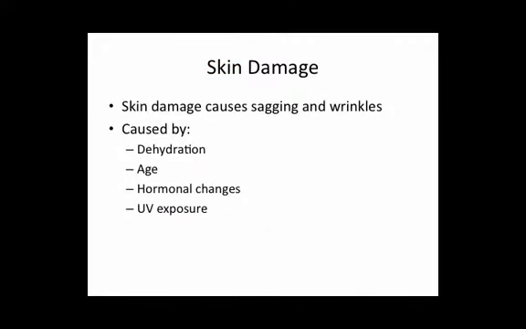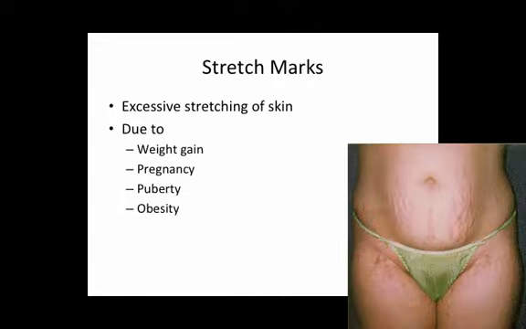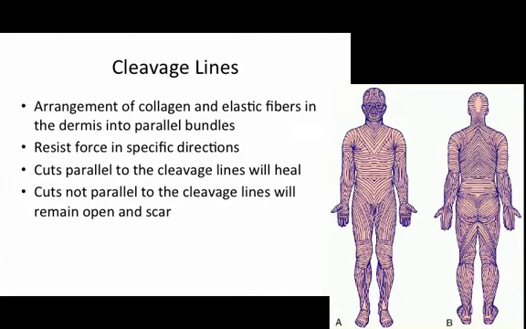Damage to the dermis can cause sagging and wrinkles that occur with dehydration, age, hormonal changes, and UV exposure. Stretch marks are areas of thickened dermal tissue from excessive stretching of skin that can be due to weight gain during puberty, pregnancy, or obesity. Cleavage lines are the arrangement of collagen and elastic fibers in the dermis into parallel bundles. Cleavage lines resist force in specific directions.